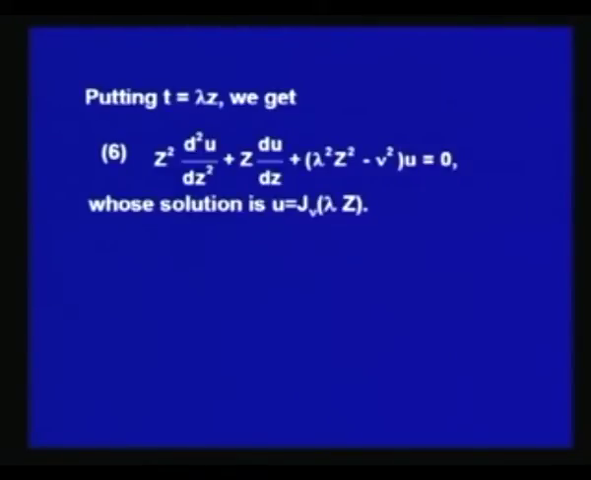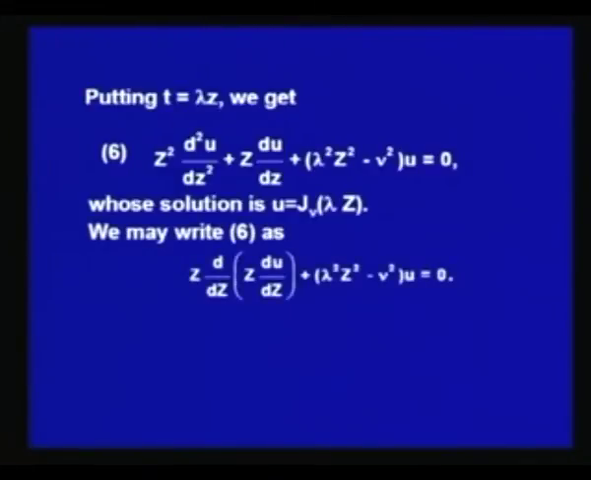So when we put t equal to lambda z in Bessel's equation of order nu, we get the equation z square d square u by dz square plus z du by dz plus lambda square z square minus nu square into u equal to 0. Now we know that a solution of Bessel's equation of order nu is J nu t, and we have put t equal to lambda z. So a solution of this transformed equation 6 is therefore J nu lambda z.